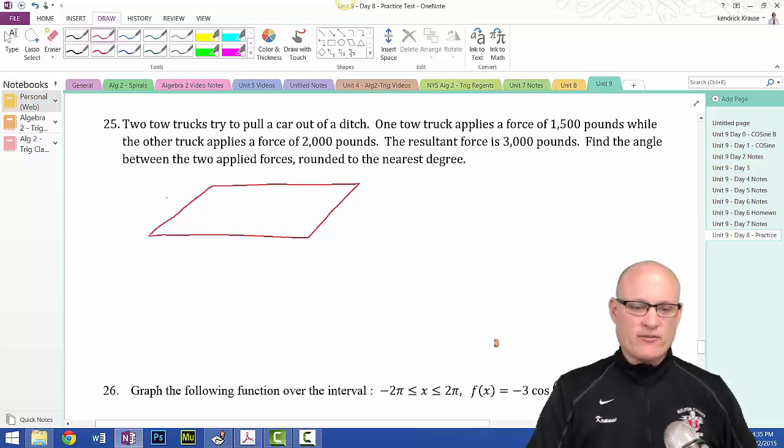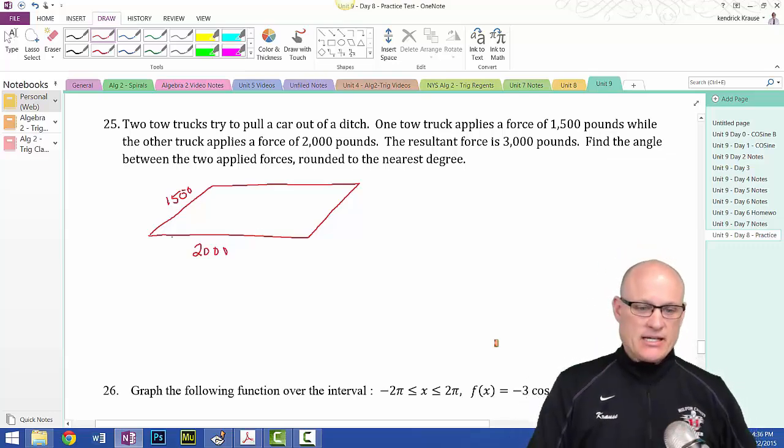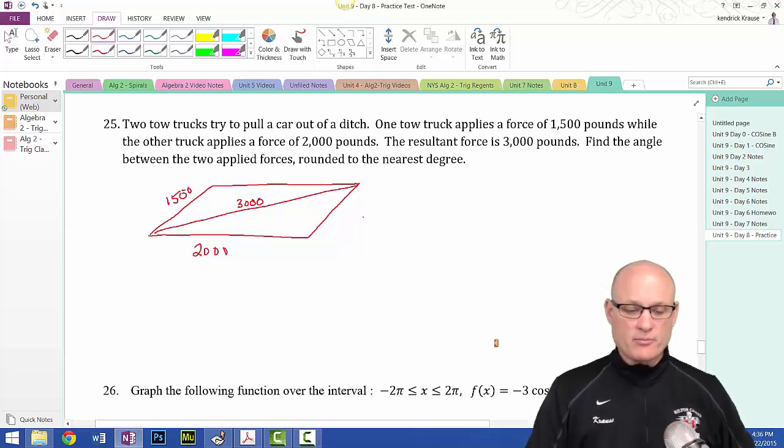So in this case, I got a 1,500 pound force. Oh, that doesn't look too good. And a 2,000 pound force. I wonder if we're running out of just hard drive space now. And my resultant is 3,000. Time to clear some stuff off my computer. That's for sure.